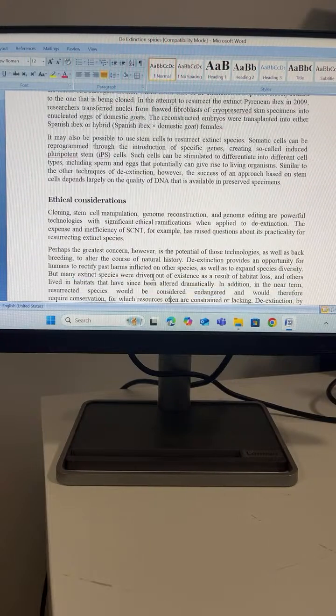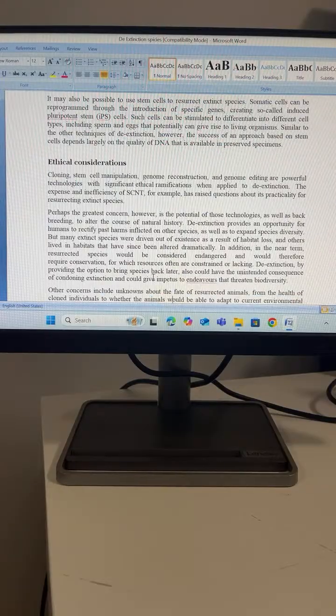Ethical considerations. Cloning, stem cell manipulation, genome reconstruction, and genome editing are powerful technologies with significant ethical ramifications. When applied to de-extinction, the expense and inefficiency of SCNT, for example, has raised questions about its practicality for resurrecting extinct species. Perhaps the greatest concern, however, is the potential of those technologies, as well as backbreeding, to alter the course of natural history.